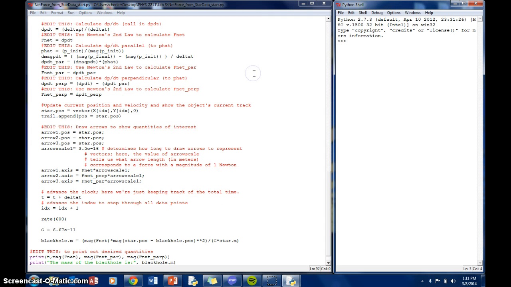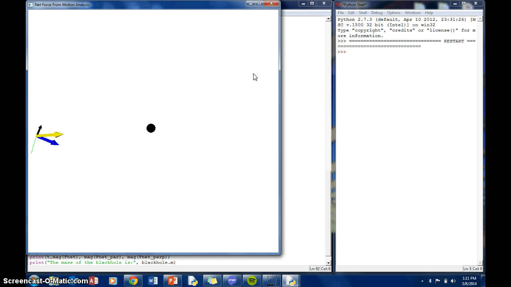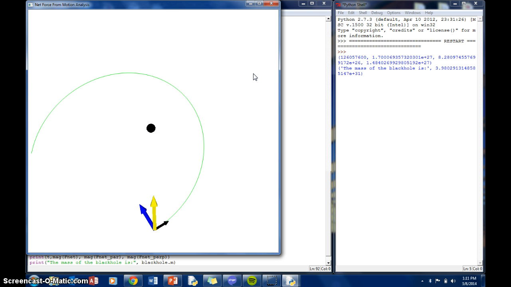This is from Newton's law of universal gravitation, with G as the same constant as stated earlier. When the code is run, the black dot is the black hole, the green trajectory is that of the star, the yellow arrow is the total net force, the blue arrow is the perpendicular force, and the black arrow is the parallel force. Here is the mass of the black hole as calculated in the code, which is shown in the shell of Python. The mass of the black hole is 3.98029 times 10 to the 31 kilograms.